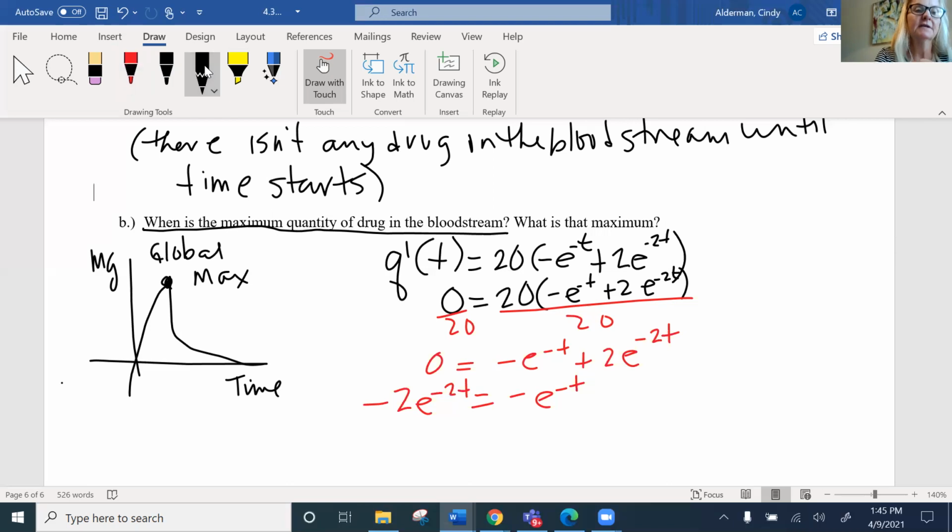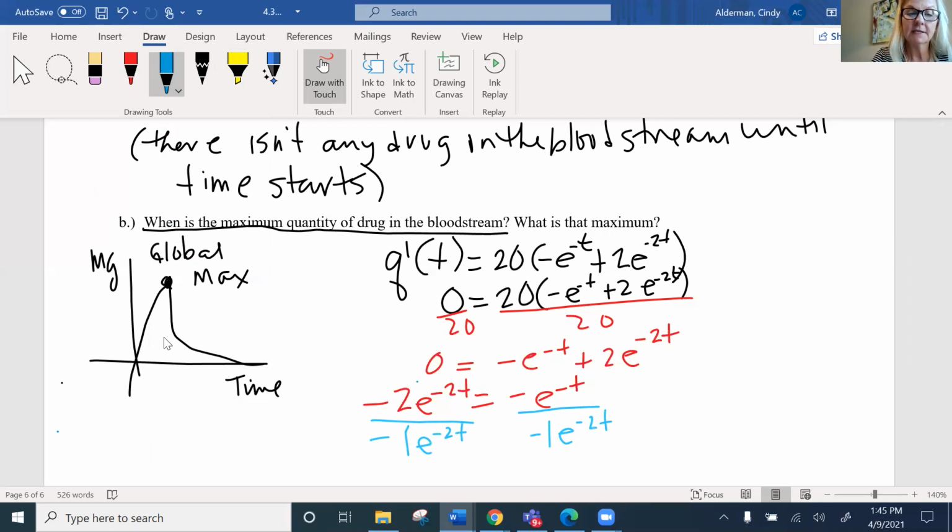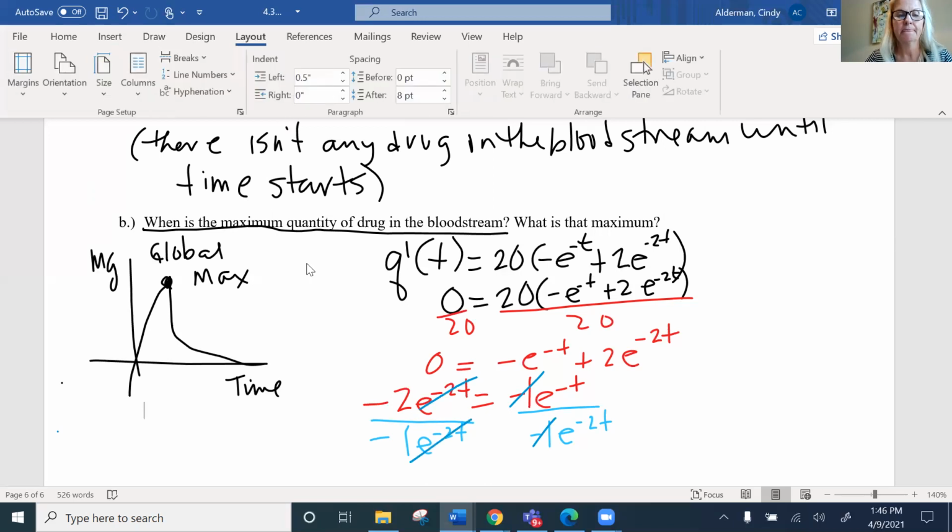So now I'm going to divide both sides to try and make it a little simpler. So I'll divide this side by negative 1 e to the negative 2t. I just want you to see that it's the same thing that I'm canceling out. Okay, so I'm canceling out the negative ones here and here. And I'm canceling out e to the negative 2t there and there. Almost done with this problem.